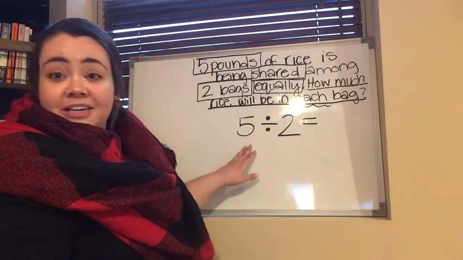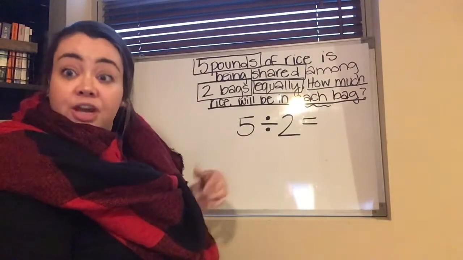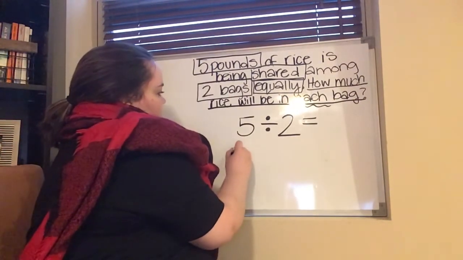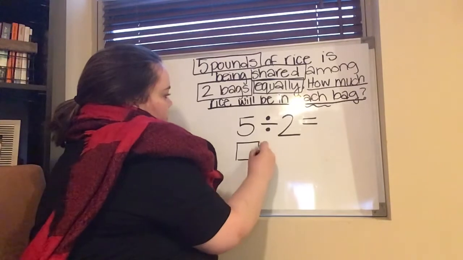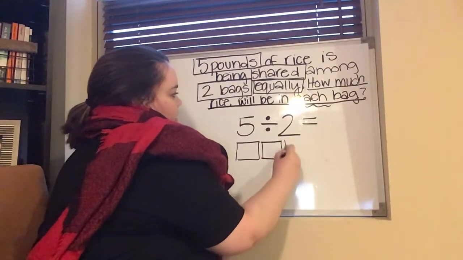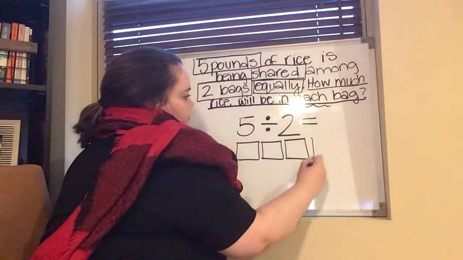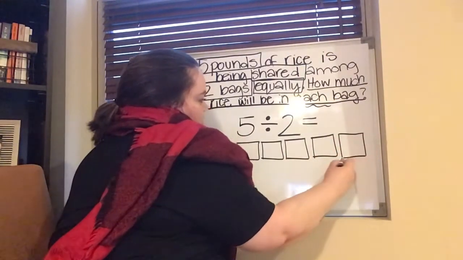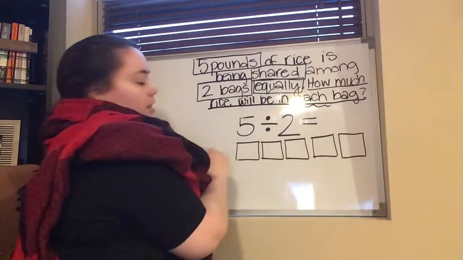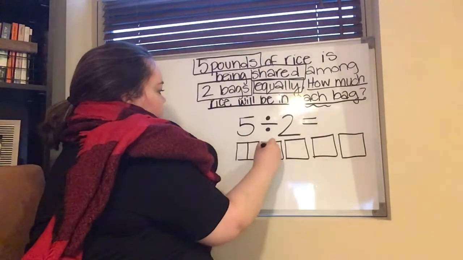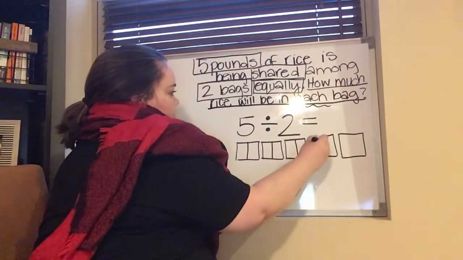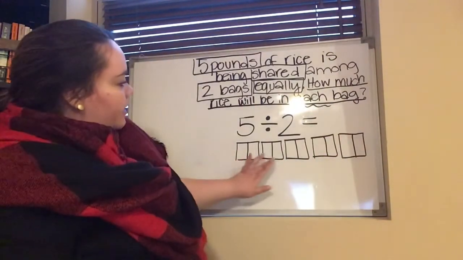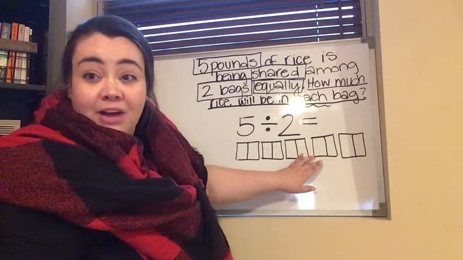On Monday, we learned how to solve this visually. So we could go back to the strategy we learned on Monday. My total is 5. We can draw 5 rectangular models. I'm splitting each model up into 2. So each rectangular model would represent a pound of rice.